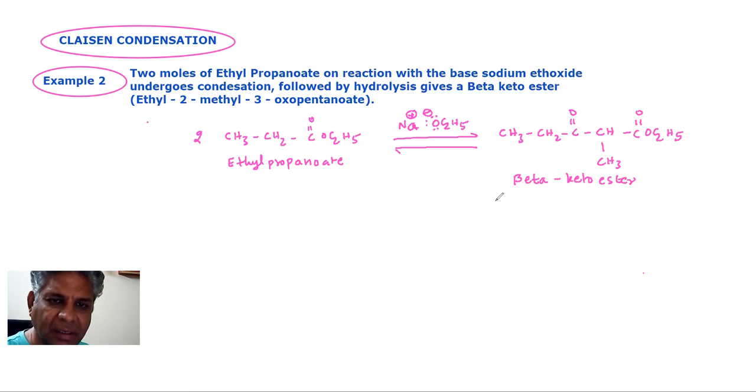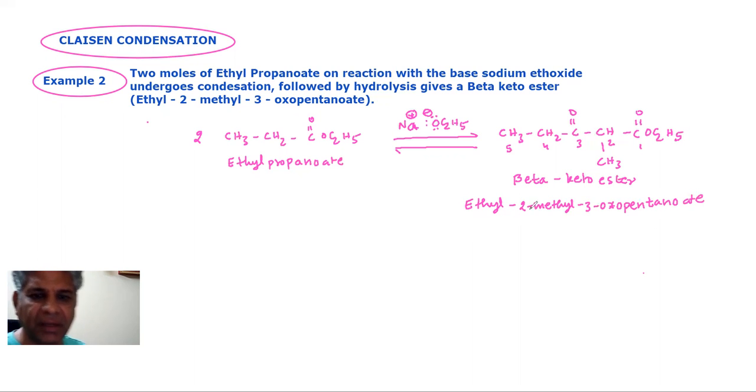If you want to write the IUPAC name, see here, this is the first carbon, second carbon, third carbon, fourth carbon, and then this is the fifth carbon. Ethyl, hyphen. On the second carbon you have a methyl group, ethyl 2-methyl. And on the third carbon you have an oxo, 3-oxo. And then this is pentanoate. So this is your beta ketoester.